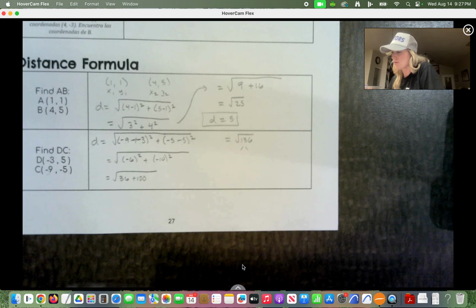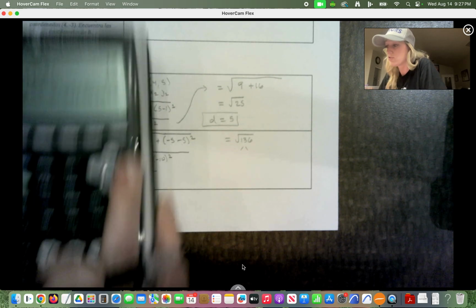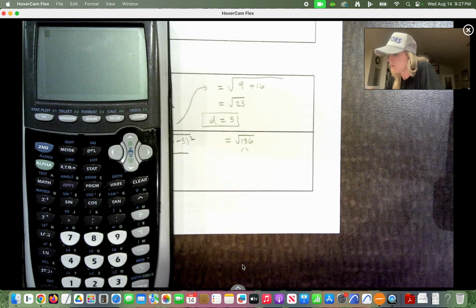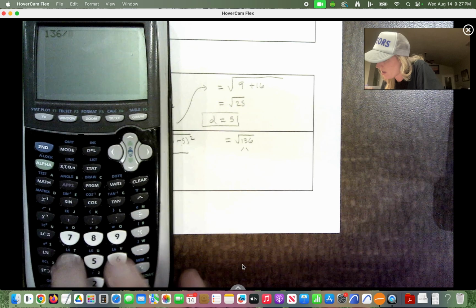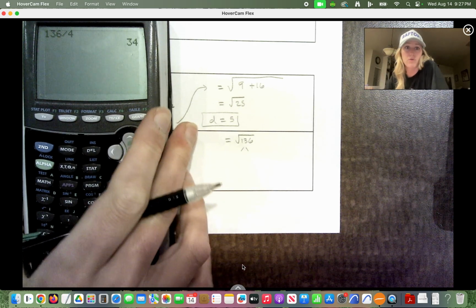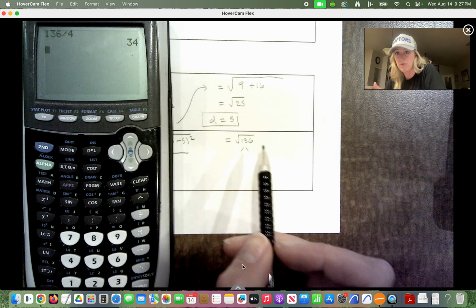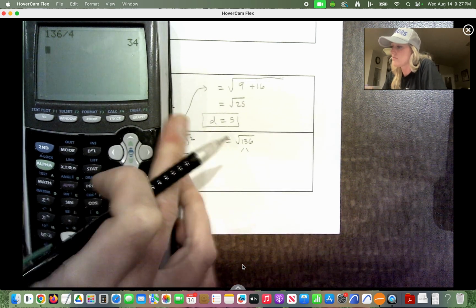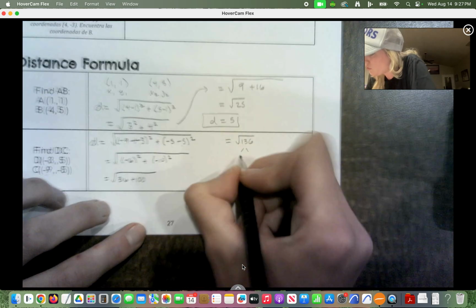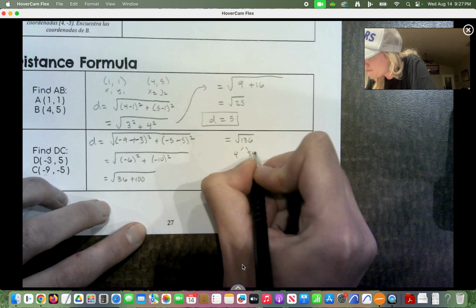So I don't really know numbers that go into 136, so I might try my calculator with a few. Maybe I try 4. Sure, that one worked. Also, this is even, so I know I could have divided by 2 if I can't find another one. So 136 divided by 4 is 34, so we could do 4 and 34.